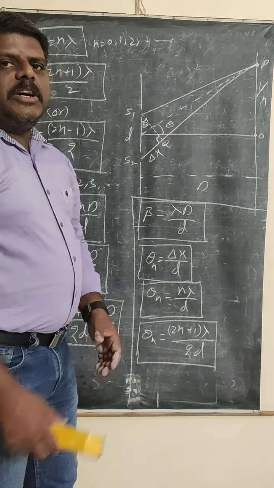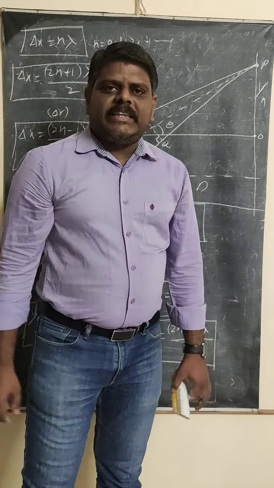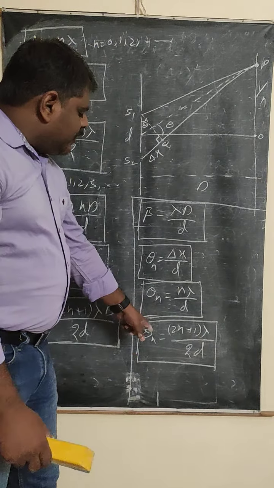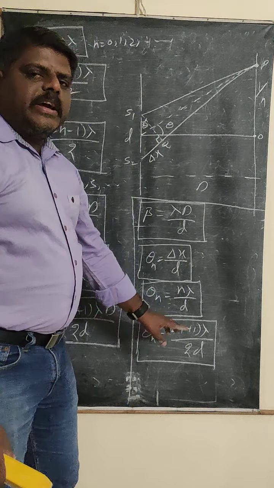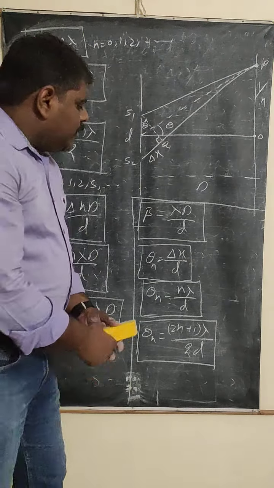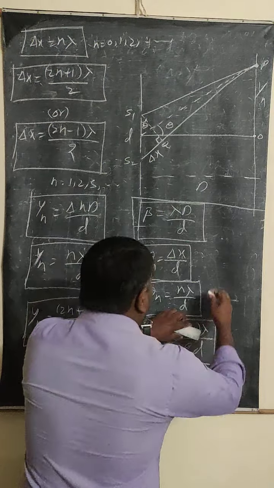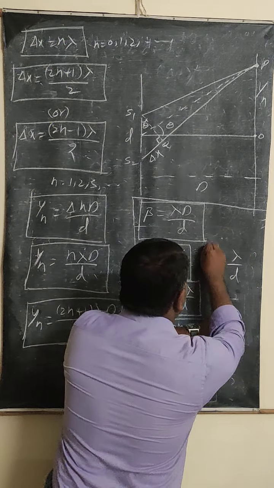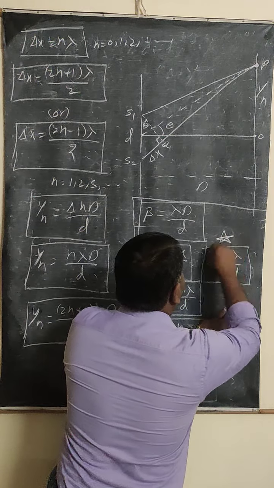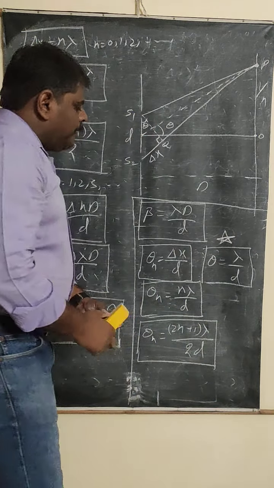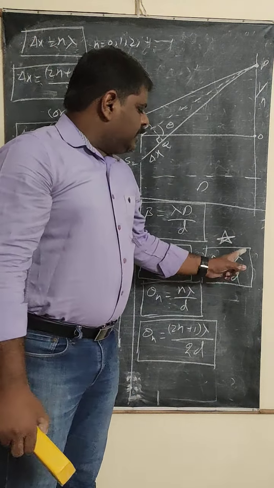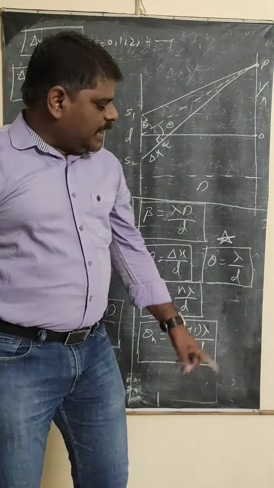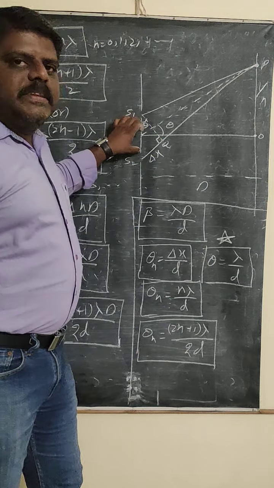The difference between two successive angular widths is nothing but the angular fringe width. You can use theta n, the bright band condition, or the dark band condition. Then what is the formula? The angular fringe width theta is equal to lambda by d. This is a very important formula. Lambda represents the wavelength and d represents the distance between the slits.